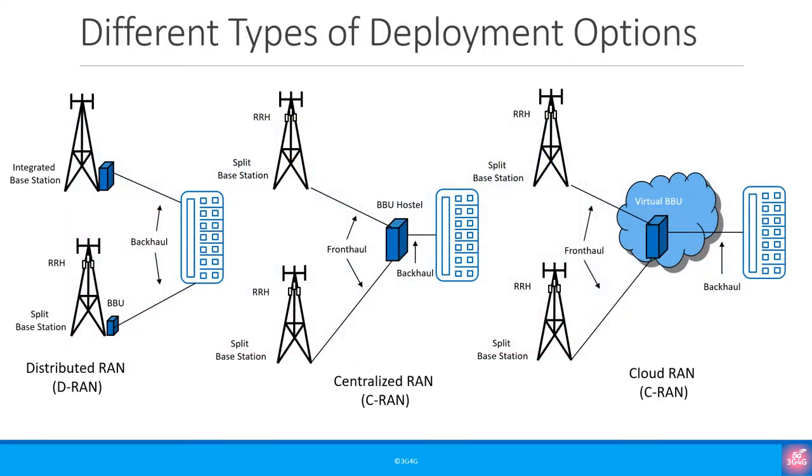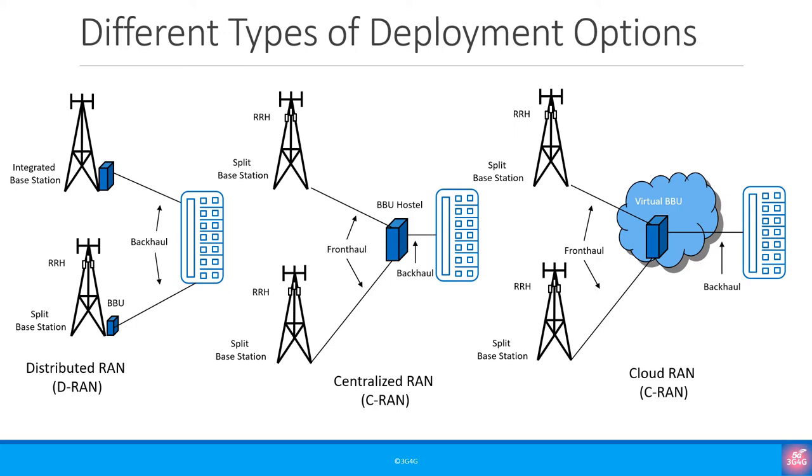What is the main advantage of each of these topologies? You might read many different things in publications, but they don't all apply in each scenario. Take DRAN. The main advantage is that the site is self-contained. You just need the backhaul to connect to the core.